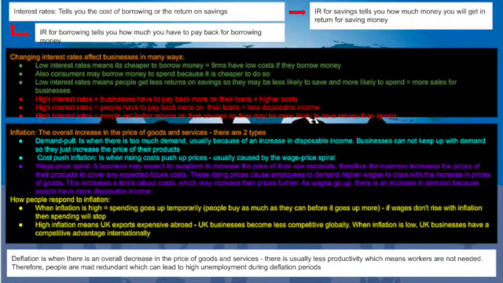So interest rates tell you the cost of borrowing or the return on savings. For example, the interest rate for borrowing tells you how much you will have to pay back for borrowing money, such as a loan, and the interest rate for saving tells you how much money you will get in return for saving, such as a savings account.